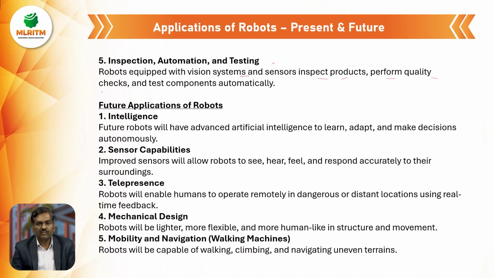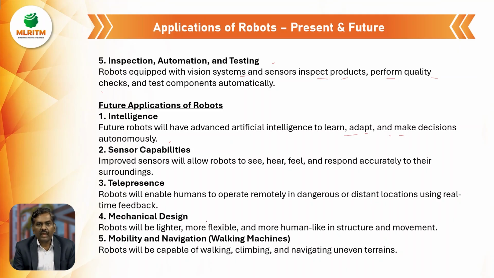Now, if you come across the future applications of robotics, the first one is intelligence. Future robots will have advanced artificial intelligence to learn, adapt, and make decisions autonomously. The second one is sensor capabilities. Improved sensors will allow robots to see, hear, feel, and respond accurately to their surroundings. The third one is telepresence. Robots will enable humans to operate remotely in dangerous or distant locations using real-time feedback.